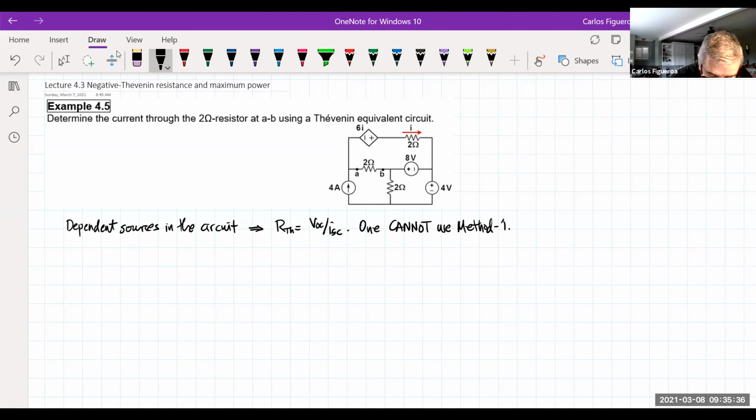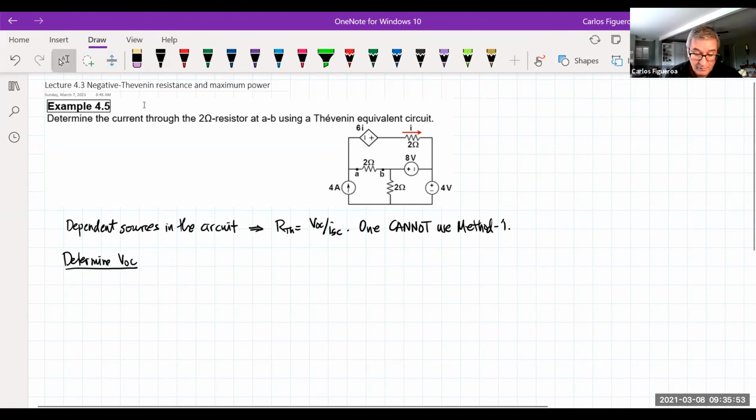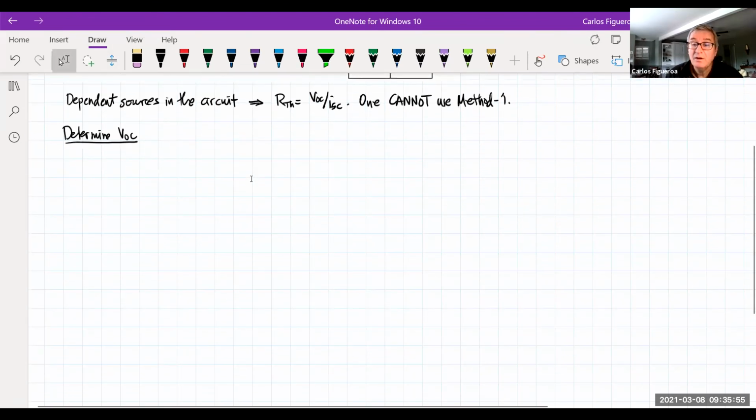Our step one here is that we want to go determine VOC. So let's go determine it. What am I going to do? I'm going to pull out the load. Okay. If I'm going to pull out the load, the first thing that I'm going to do is have this circuit here. So, remove load.